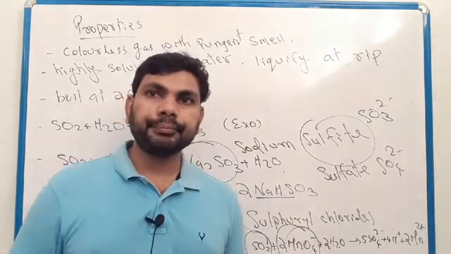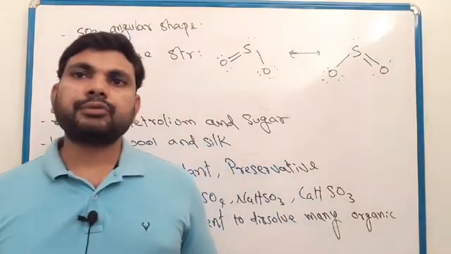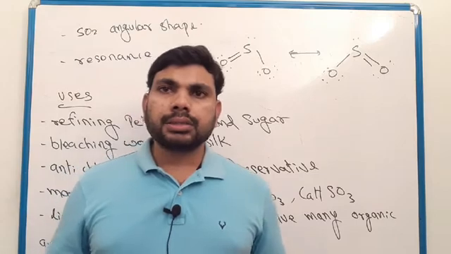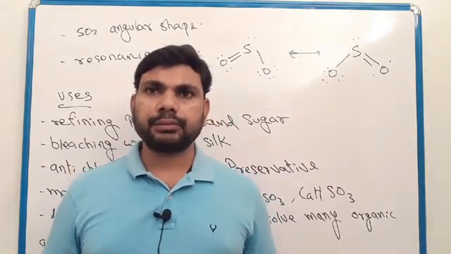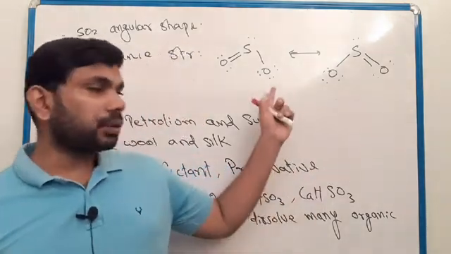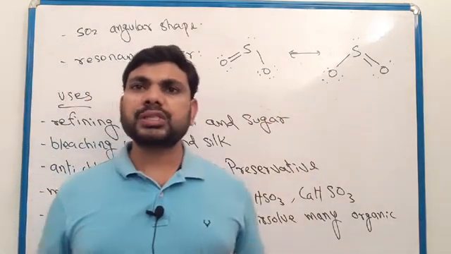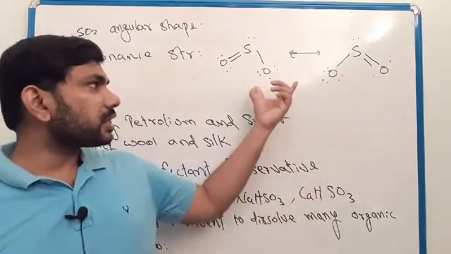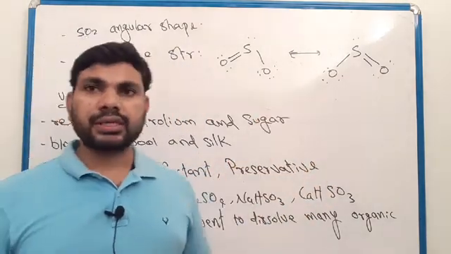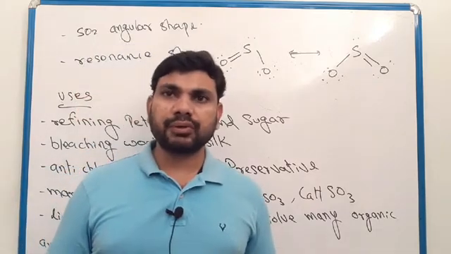Next, we have to understand that sulfur dioxide is angular in shape. It also shows resonance structures. These are the resonance structures of sulfur dioxide.